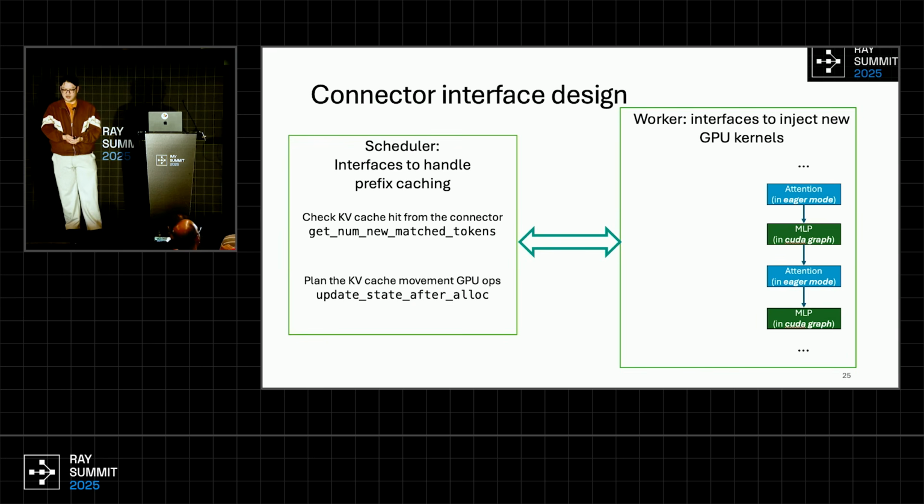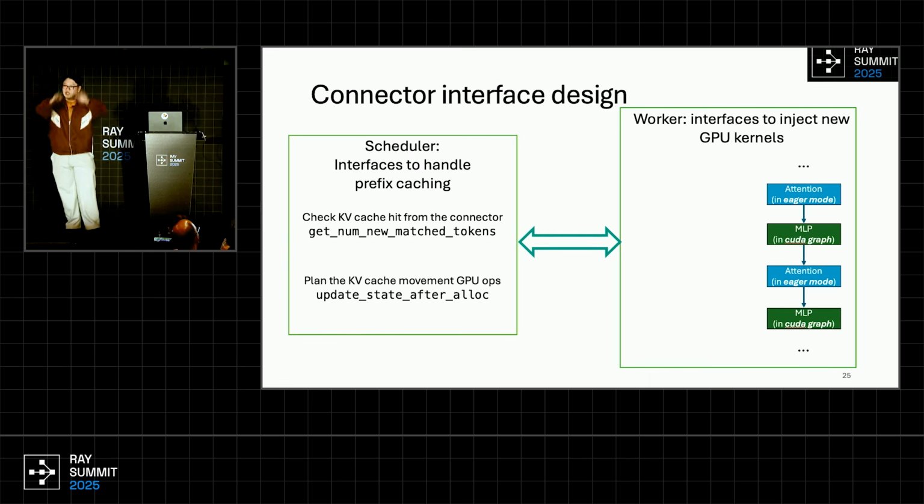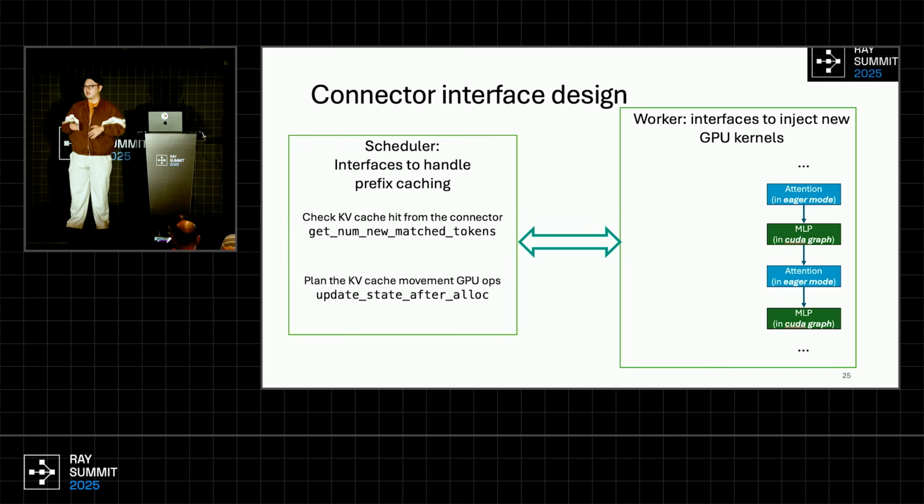So let's take a quick look at the interface. By being aware of all kinds of designs, our APIs are two sets: scheduler and worker. As scheduler, we have a prefix caching API where we ask how many new KV hits can be achieved by having the connector. By the way, we call this API the connector API, the KV cache connector API. So connector just refers to the API.